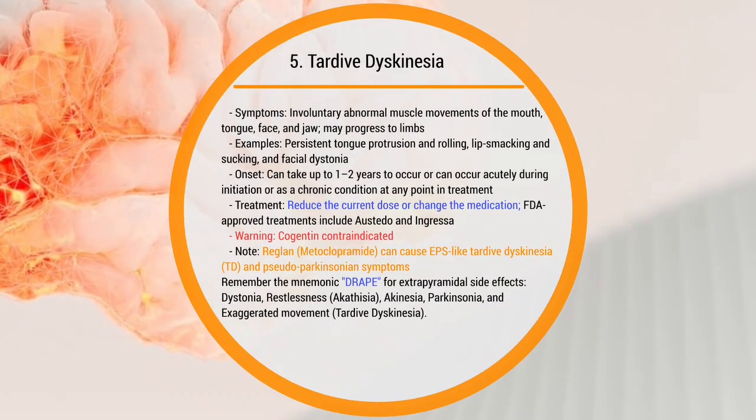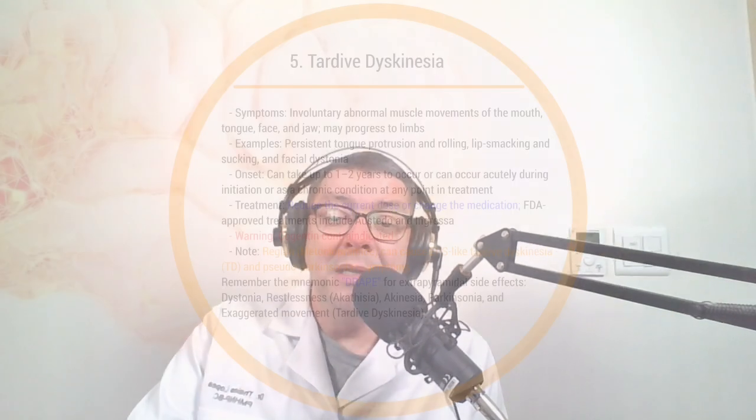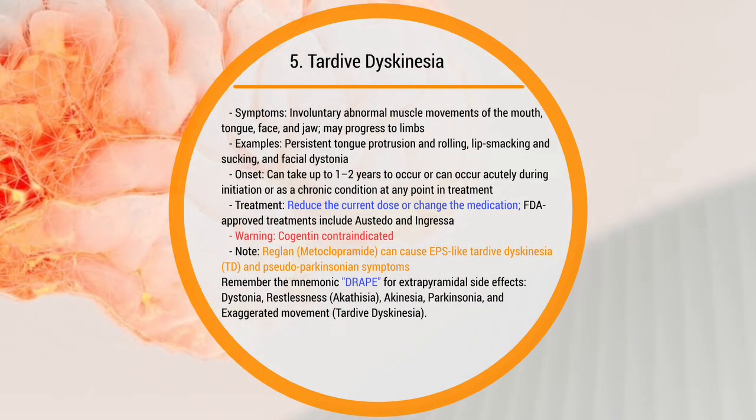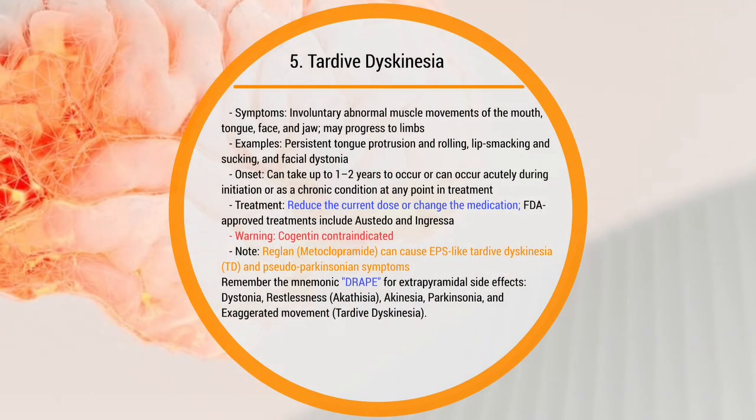Now, when we move to tardive dyskinesia, what you do not give is Cogentin. You don't give Cogentin for TD, right? Because it may worsen the symptoms. So for TD, really, you want to decrease the dose, stop the offending agent, or you have the option to give one of the two newest FDA approved treatments, which include Austedo or Ingrezza.